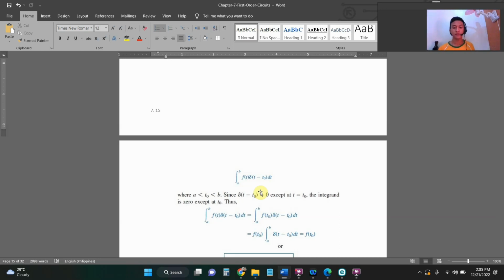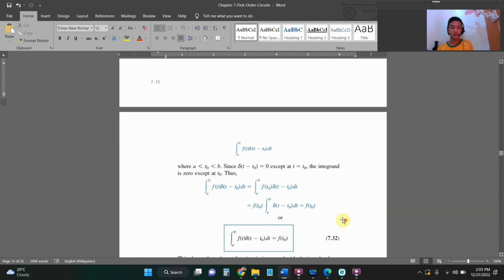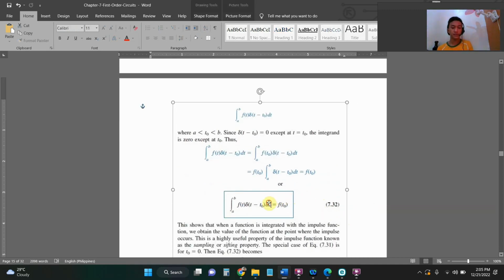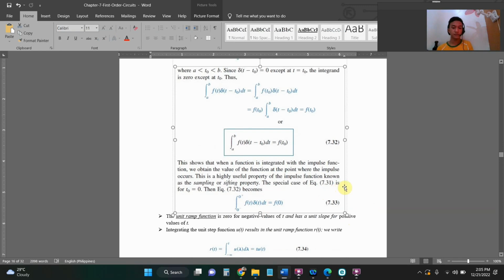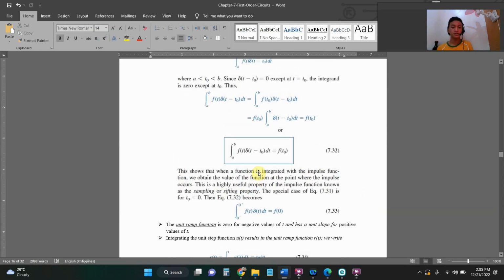Since δ(t − t₀) is equal to 0 except at t equals t₀, therefore the integral is 0 except at t₀. Thus, using this formula, we can get this one. So this shows that when a function is integrated with the impulse function, we can obtain the value of the function at the point where the impulse occurs. This is a highly useful property of the impulse function, known as the sampling or shifting property.